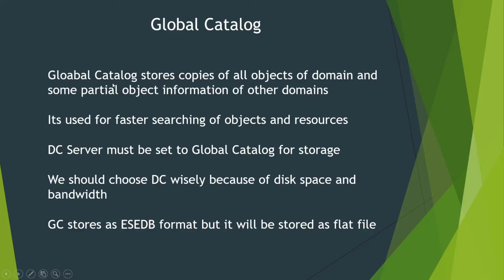So this global catalog can be used for faster searching of objects and resources, and a domain controller must be set to global catalog for storage. There is an option in the domain controller, you need to set that to store this global catalog. At least one domain controller should store this global catalog. If no domain controller is set to this global catalog, then problems will arise. So that's why a minimum of one domain controller should be set to global catalog for storing these objects.